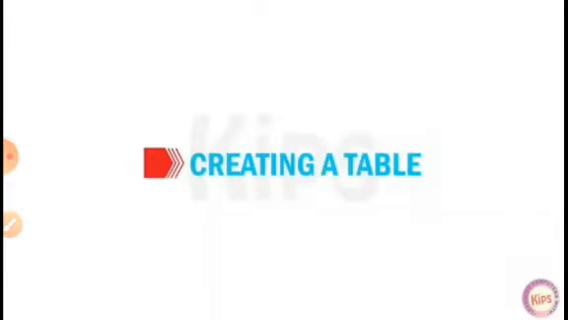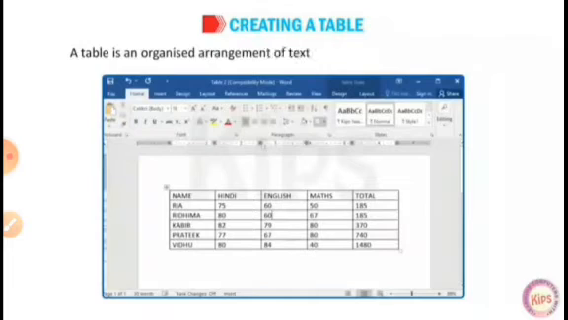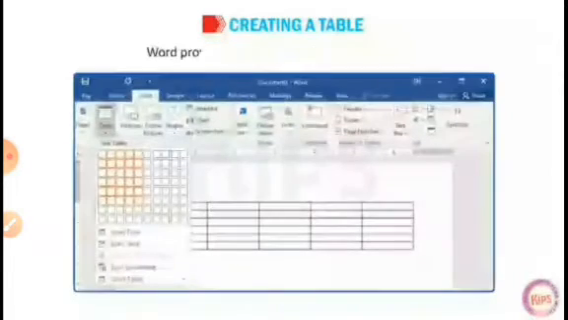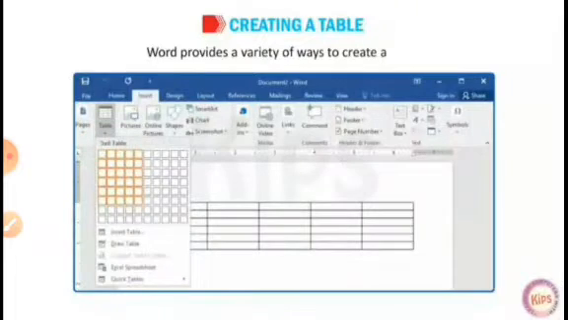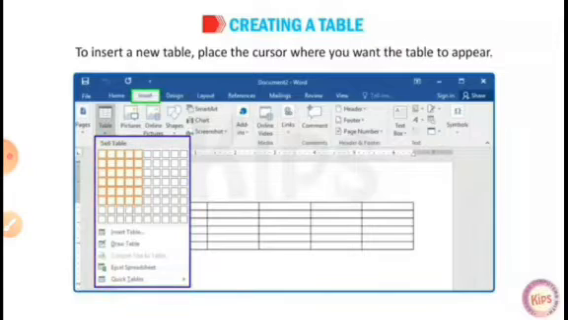Okay, dear students, creating a table. A table is an organized arrangement of text in the form of rows and columns. The intersection of a column and row is called a cell. Word provides a variety of ways to create a table. To insert a new table, place the cursor where you want to insert the table.